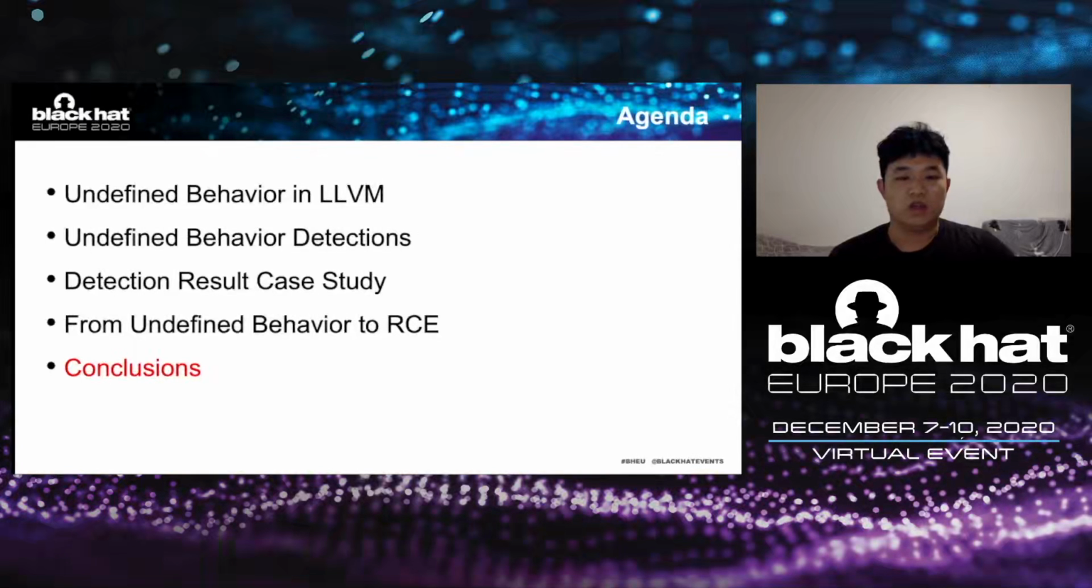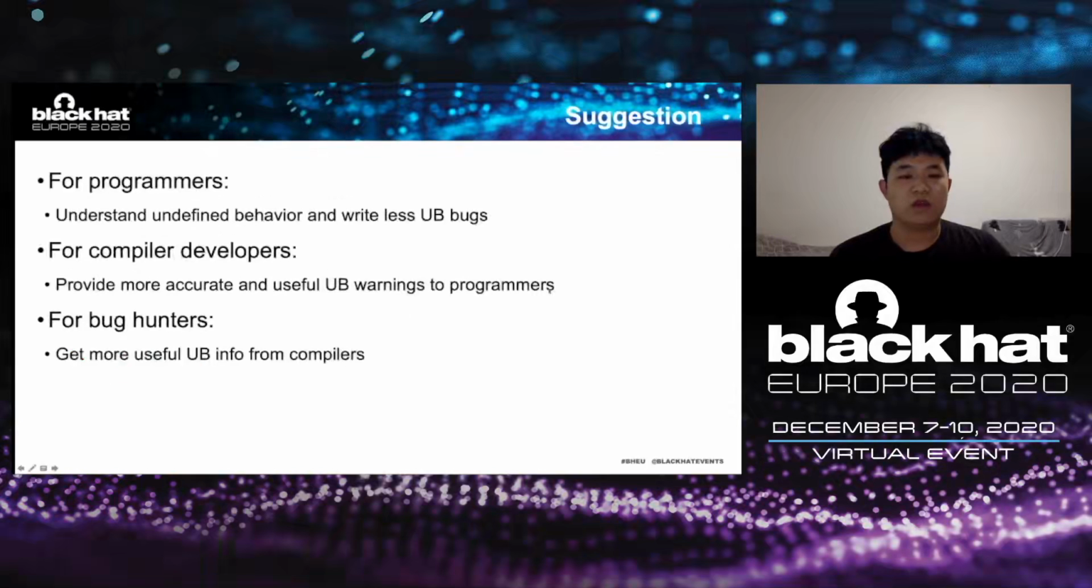Finally, the conclusions. Firstly, we have some suggestions. For programmers, understand undefined behavior and resolve undefined behavior bugs. For compiler developers, provide more accurate and useful undefined behavior warnings to programmers. For bug hunters, get more useful undefined behavior info from compilers.